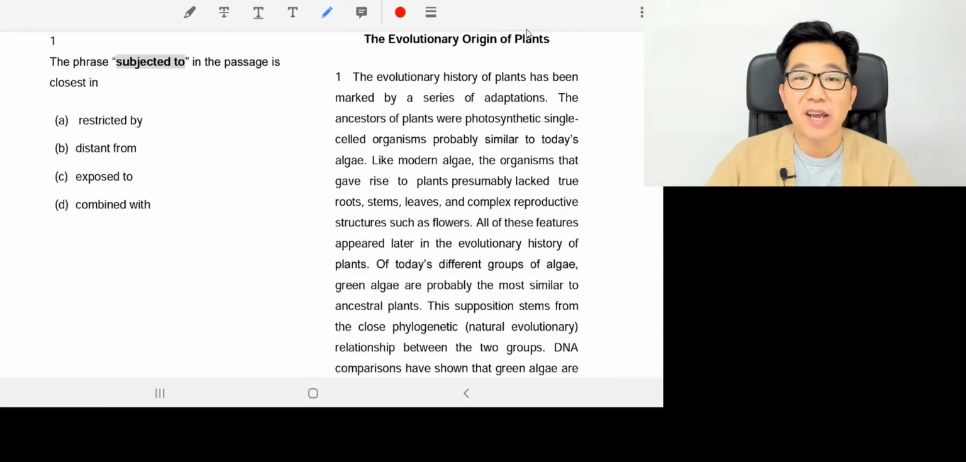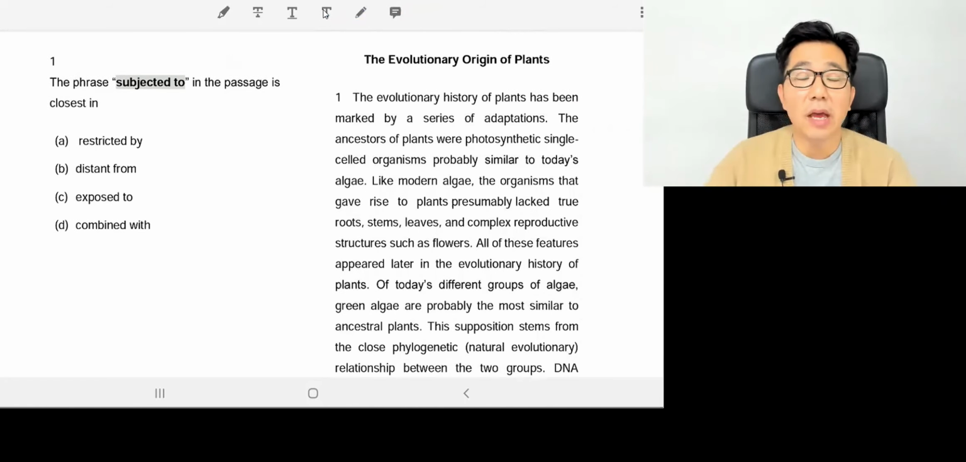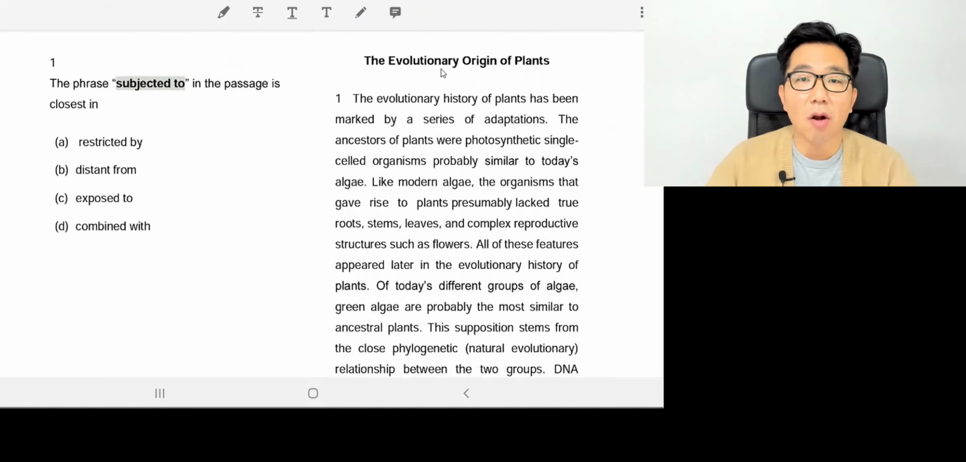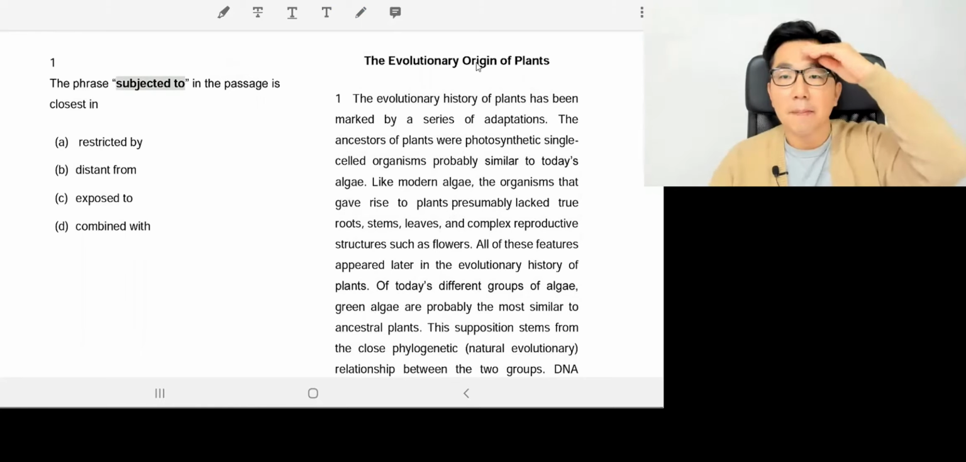I have another great reading lesson today for the TOEFL test. So let's get started. The title of the passage, as you can see, is Evolutionary Origin of Plants. We're going to learn how plants evolved from their very origin, or we may even go before the origin of plants, and how they evolved from pre-plant, before the plant. So let's find out, okay?